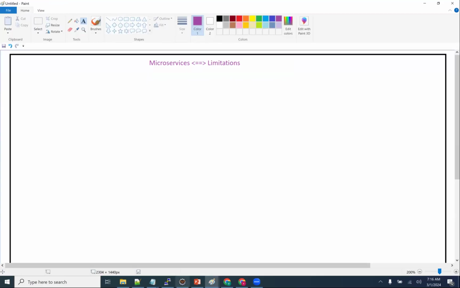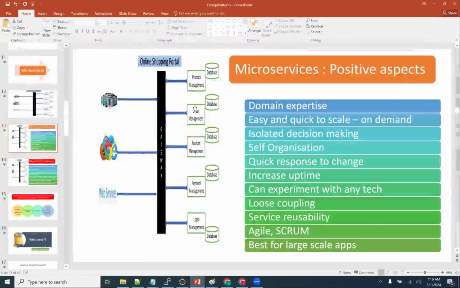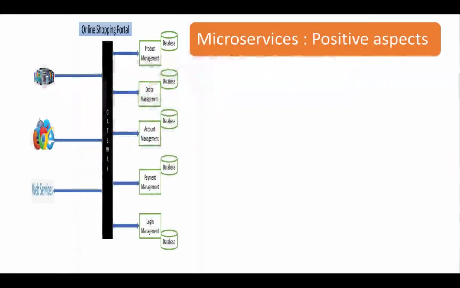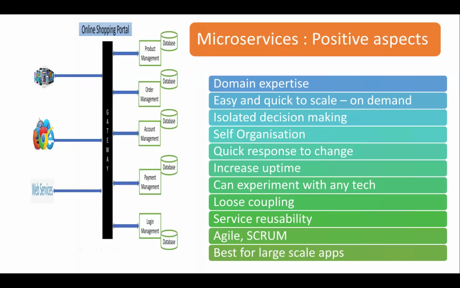So, microservices limitations. I want to focus further here, guys. As already explained, the positive aspects of microservices are domain expertise. If we have a strong idea of the domain, it is easy to scale on demand. This is an important point, which I need to explain in high-level detail. Isolated decision making, self-organization, quick response to a change, increased uptime, experiment with any technology, loose coupling, service reusability, agile and scrum, best for large-scale apps. Except scaling, I have discussed almost all the points.